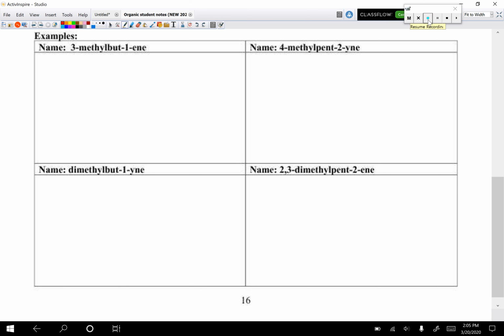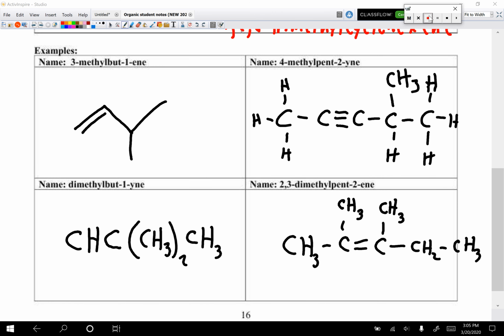3, 2, 1. Oh crap, I didn't. Hold on. 3, 2, 1. And boom, here are the answers. Now, as you can tell, I decided to do all of them in different shapes. So I have right here just a line diagram. This is a structural. This is the condensed structure right here on the last one. And this is the expanded molecular or expanded empirical formula.